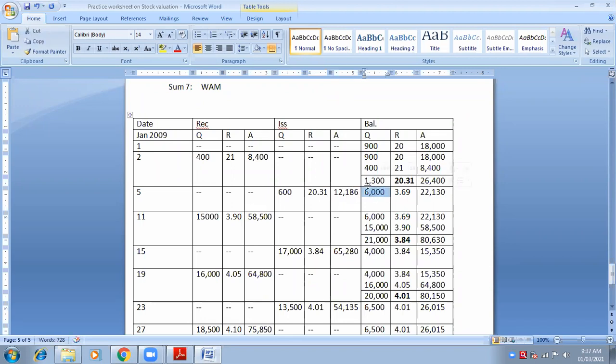How much is left now? See, 1,300 minus 600. So how much do we have now in our hand? 700. Now 26,400 amount minus 12,186. So how much do we have in our hand in terms of amount? Can anybody else answer me? 14,214. Is it correct?